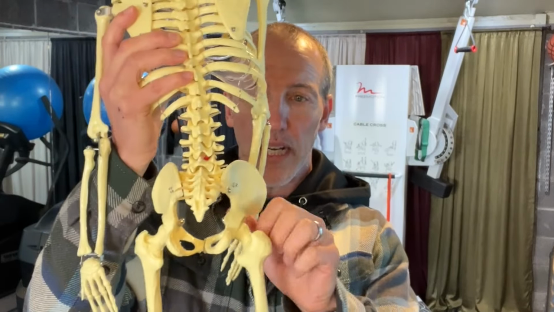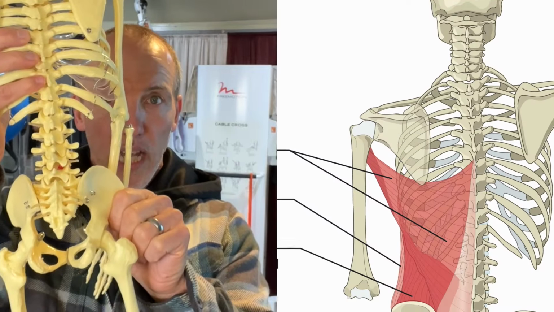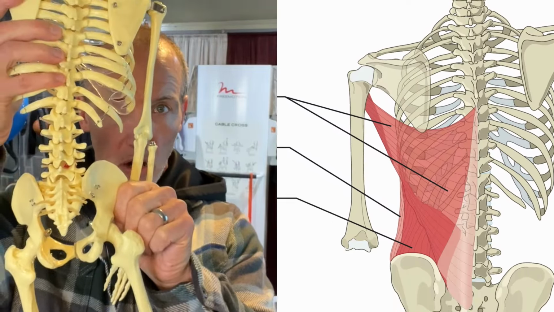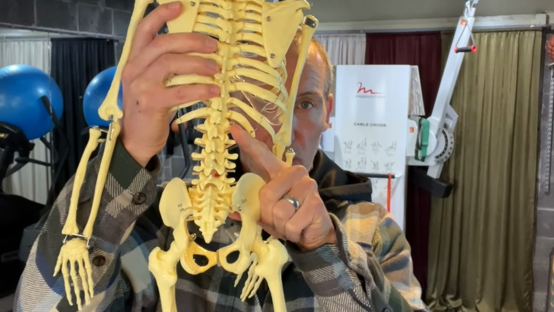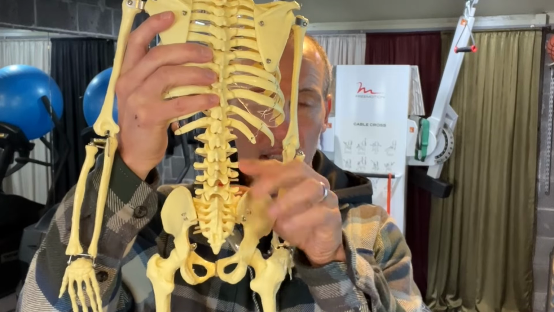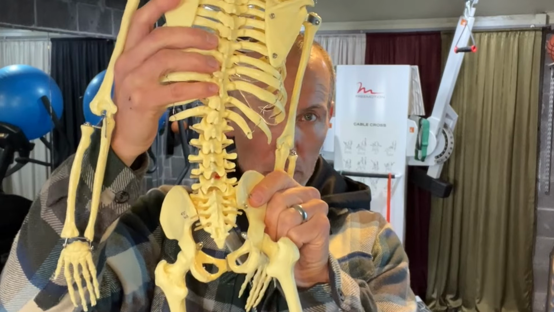The other condition is a side bending problem, where one side of the pelvis is higher and one side of the rib cage is lower, and typically it's the same side, which would then cause one-sided back pain, sciatic pain, SI joint pain, and so forth. I call this a side bending problem.